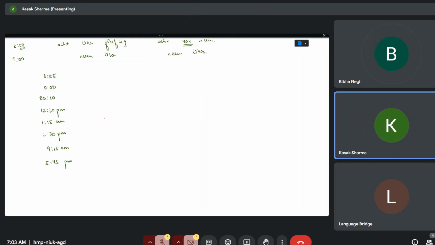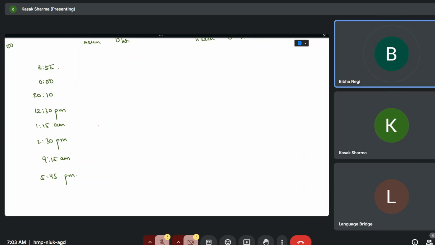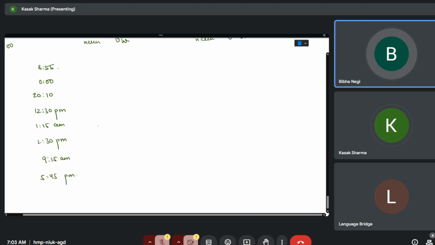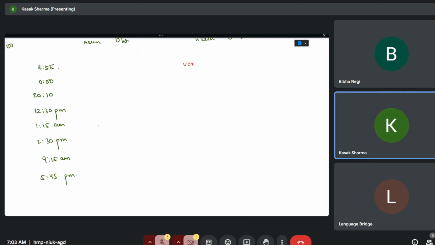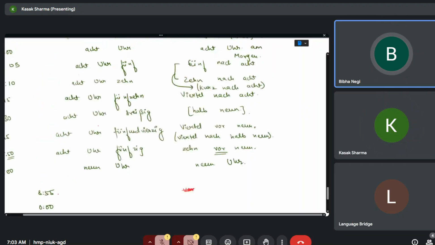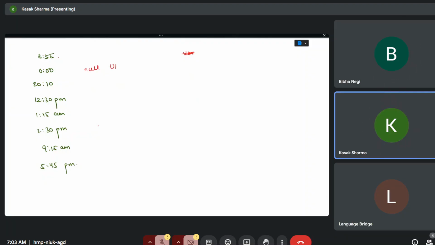I've done it. Okay. So for this one, 8:55. Formal is "Acht Uhr fünfundfünfzig", and informal is "fünf vor neun". Correct. And there is 0:00. So what will we say to that? Null Uhr.